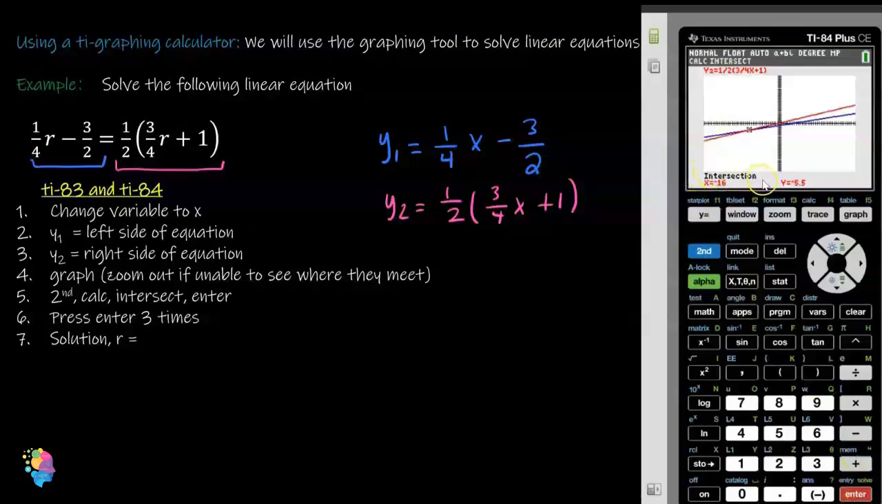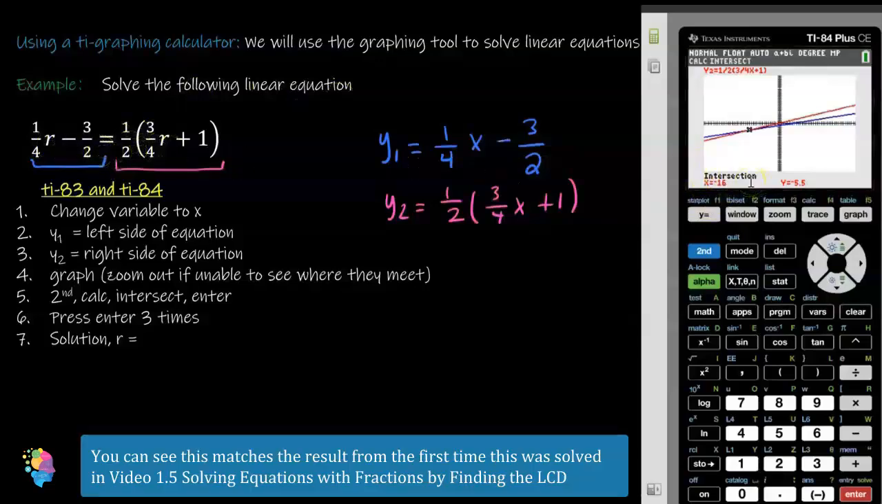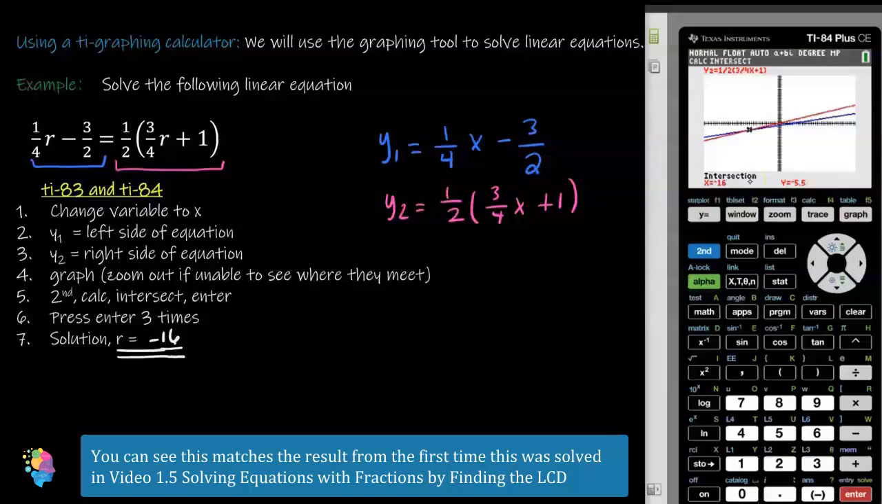So here is the answer. You see that intersection right here, the x? This is x is equal to negative 16. Now the reason why it says x is because we're using x's, remember? But if you're going to write down your solution, don't write x. Remember the original variable was r. So that means that r is equal to negative 16. Again, just like it did the very first time that we saw this example.